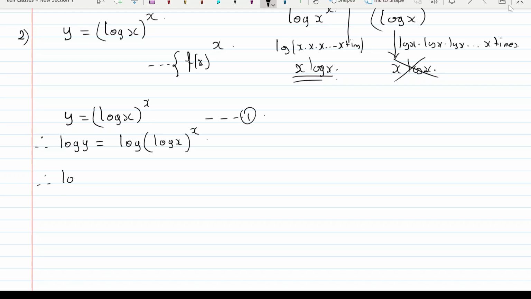देवाशीष समझ रहा है? Log y is equal to, नहीं तुम बोल रहे हो yes, but your face doesn't tell me. Okay, so log of log x raised to x, right?